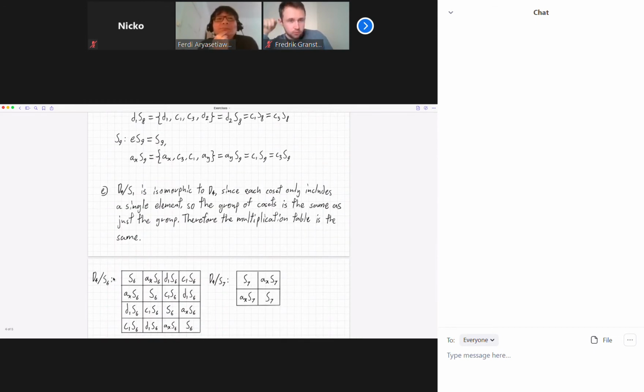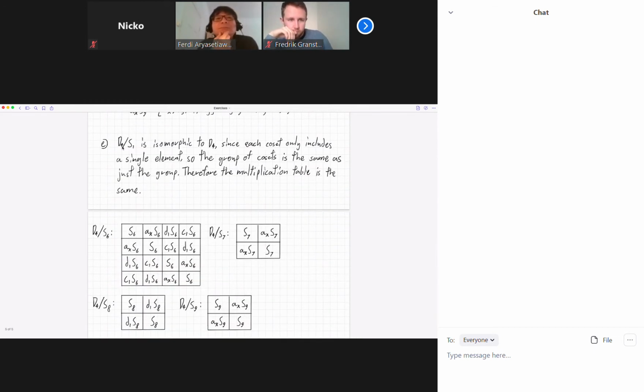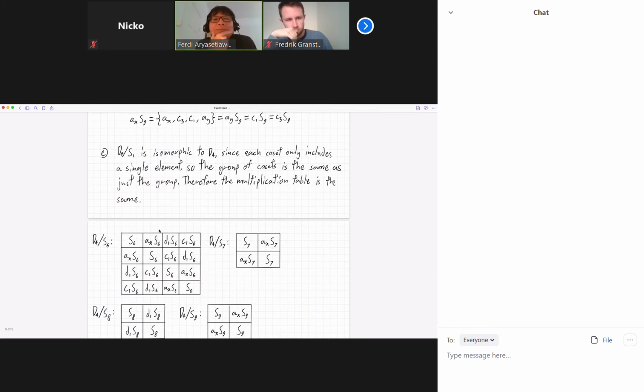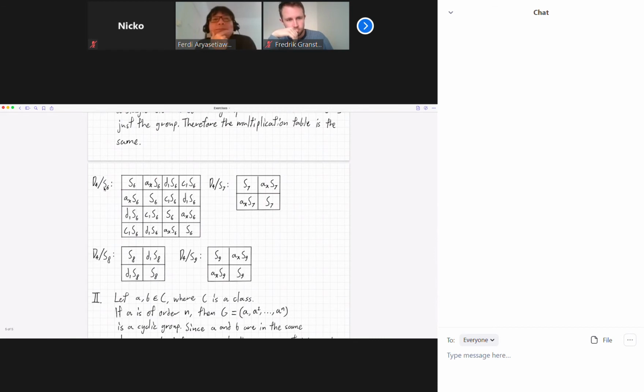And then now we're supposed to find a factor group. Obviously, the factor group dividing the trivial group is isomorphic, since the group of cosets is just a group, since each coset only includes a single element. Yes. And then with S6, we have S6 as our unit element, and then AX, D1, C1. AX times itself is just the unit element, so we get back S6. D1 times itself also gives us just the unit element, so we get back S6.